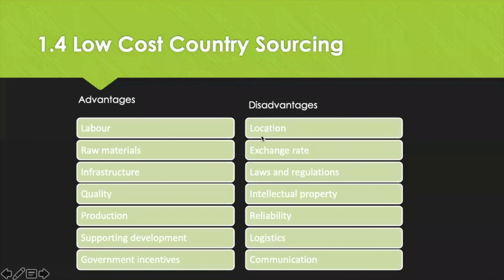So the advantages will be labour, raw materials, infrastructure, quality, production and supporting development with government incentives. But the downside is the location, exchange rates, law and regulations, intellectual property, reliability, logistics and communications.